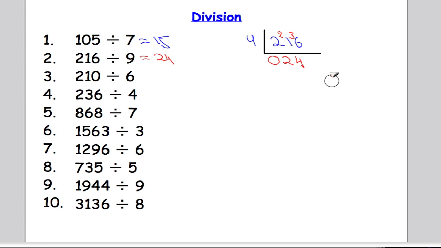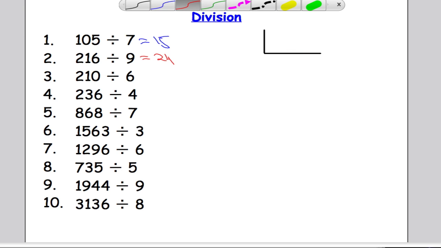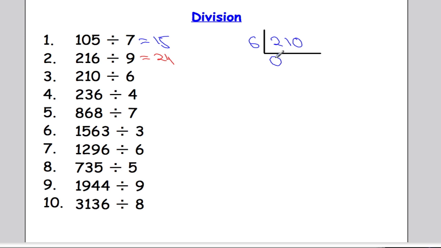Great, so let's have a look at question 3. So 210 divided by 6, so the number we're dividing into goes here, the number I'm dividing with goes here. How many times does 6 fit into 2? Well, it doesn't, so I put down a 0 and I'm going to carry that 2 over.